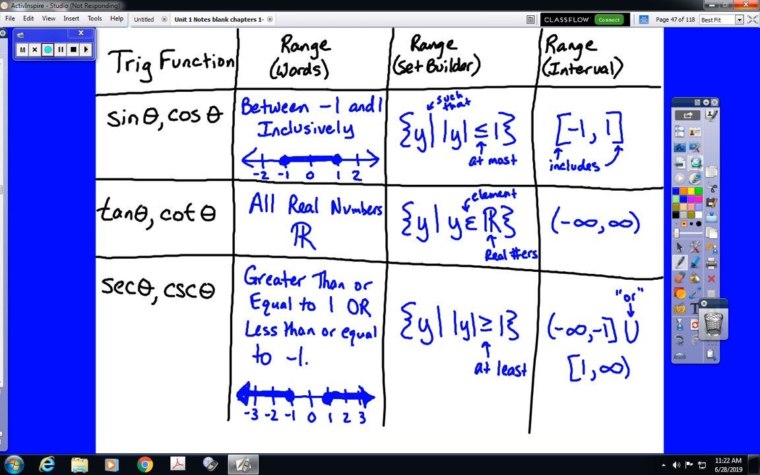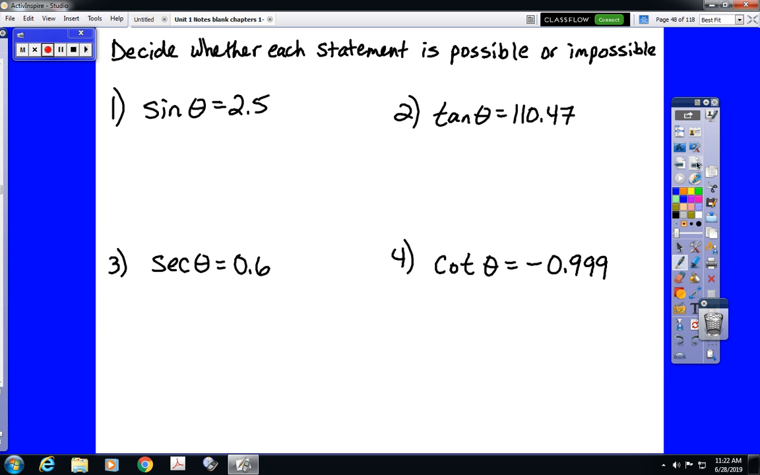Here's the kind of problem that you're going to have to do with this information. It says, decide whether each statement is possible or impossible. So what they're saying is here is a value for the range of these various trig functions. Is it possible for that value to exist? So for instance, is it possible for the sine of your angle to be 2.5? The answer would be impossible, because sine only exists between -1 and 1. 2.5 is not between -1 and 1.